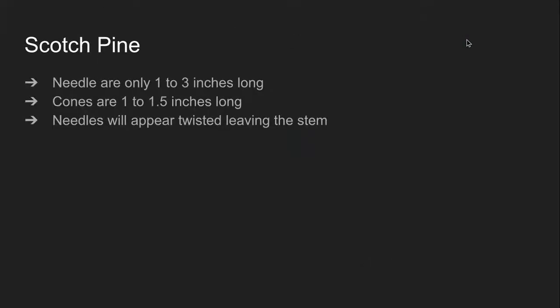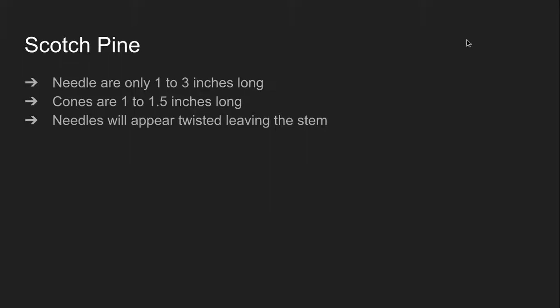The third pine tree I'm going to discuss is the Scotch pine. The needles are much shorter than both the red and the white pine, only 1 to 3 inches long. The cones are roughly the same size as those of a red pine, but the color will help give it away, considering they have a whitish hue to them.